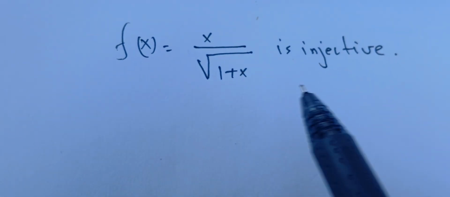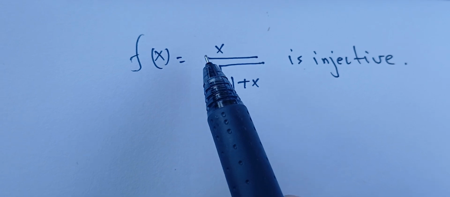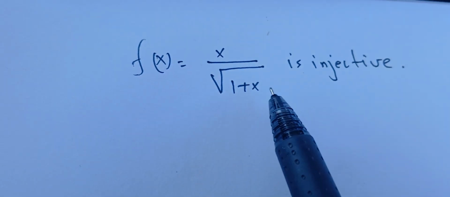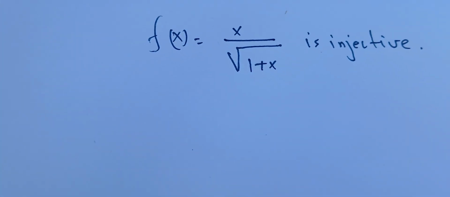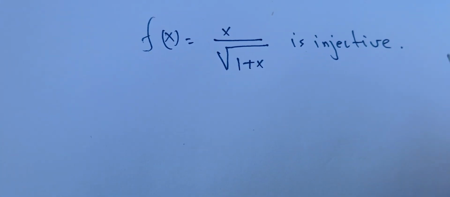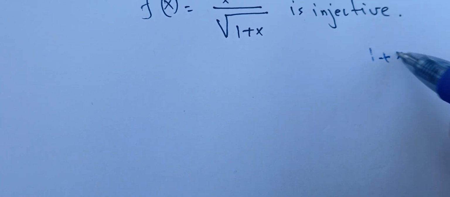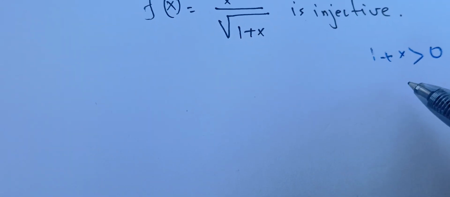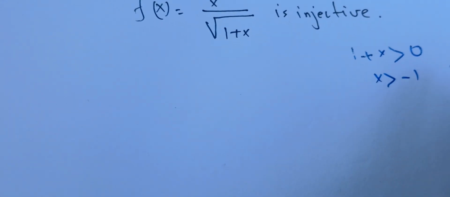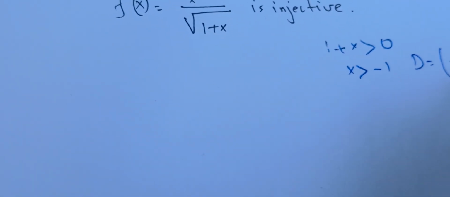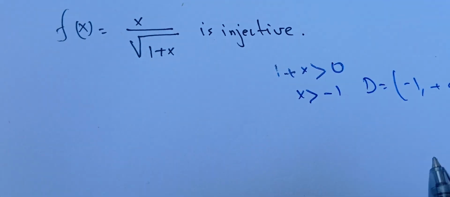Okay, welcome back. In this video, we're going to try to prove that f of x, which is equal to x over the square root of 1 plus x, is injective. First note that our function is defined when 1 plus x is strictly bigger than 0. This means that x is bigger than -1, and therefore the domain is (-1, +infinity). So our function is defined here.